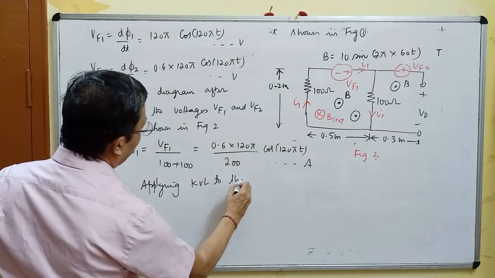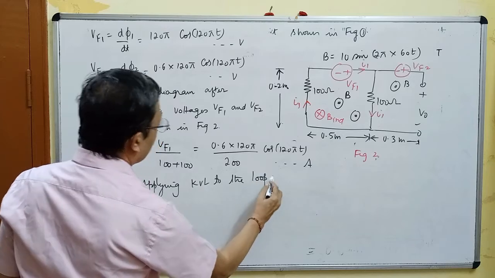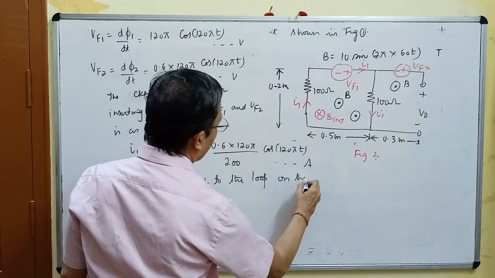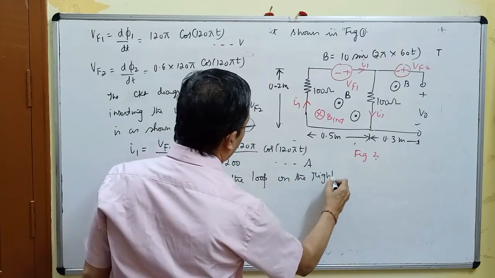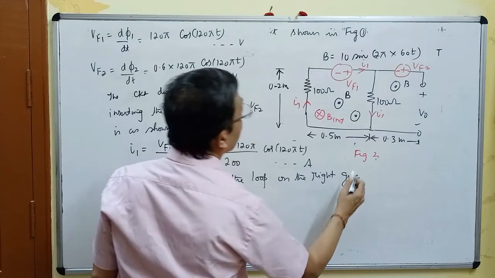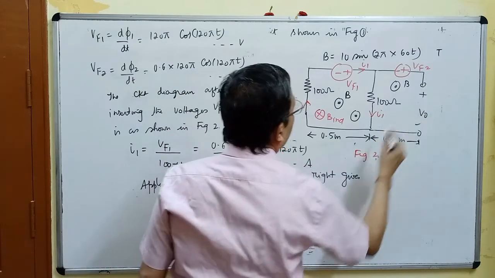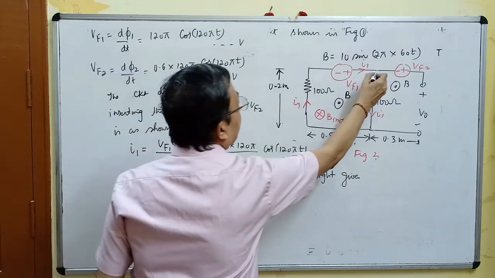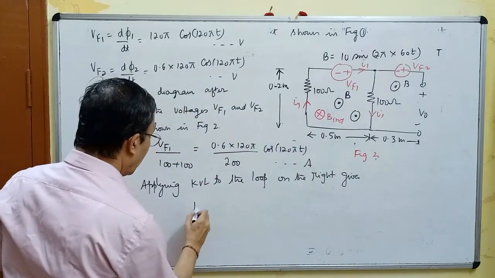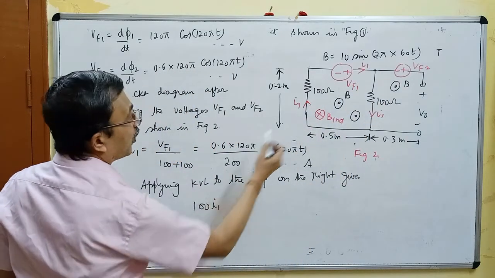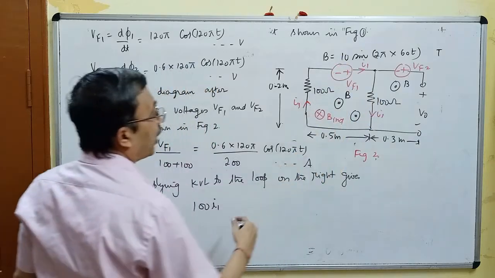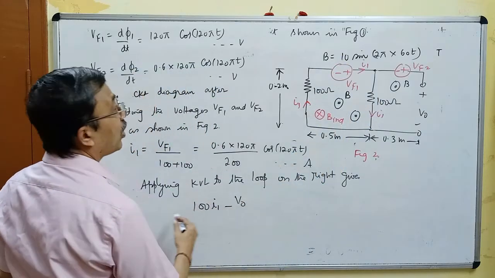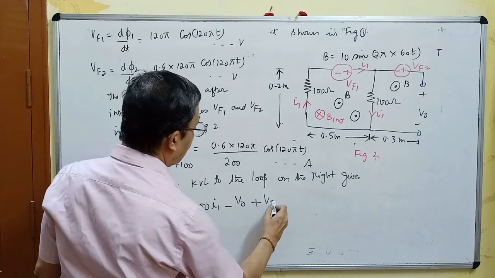to the loop on the right. The loop on the right gives, start from here, plus to minus, we are going in the anti-clockwise direction, 100 I1 minus V0 plus Vf2 equal to 0.